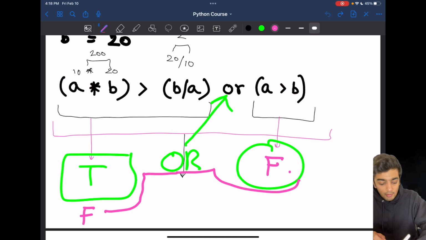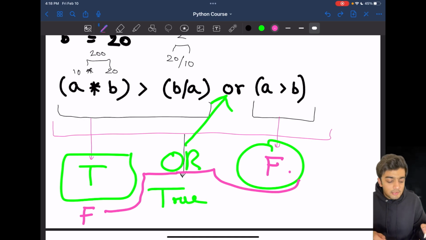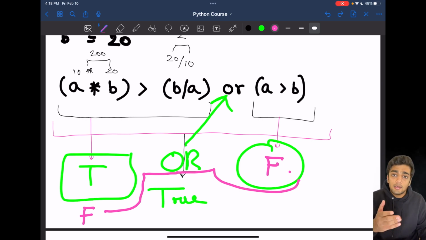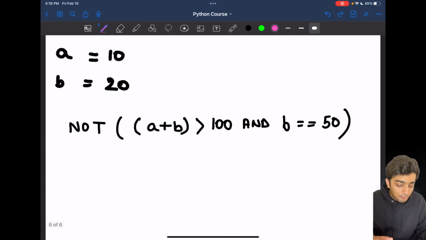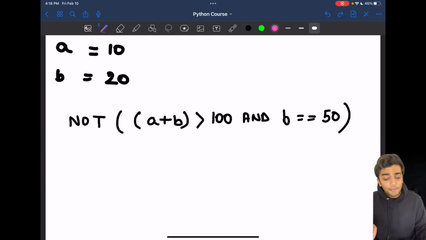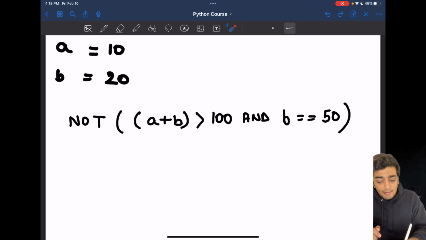But for now, what you need to know is that we just have a true value because it's true or false, T or F. And whenever it's T or F, it's always going to return a T. If it's going to be a T or T, it's always again going to return a T or a true value. Finally, for our last example, let's take a look at this.